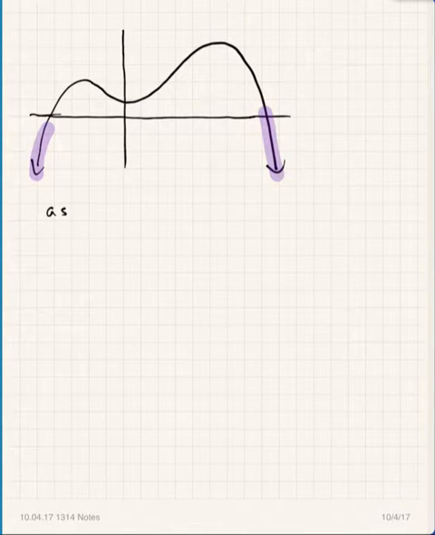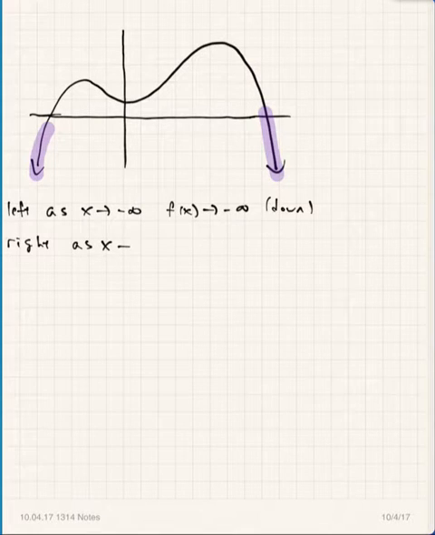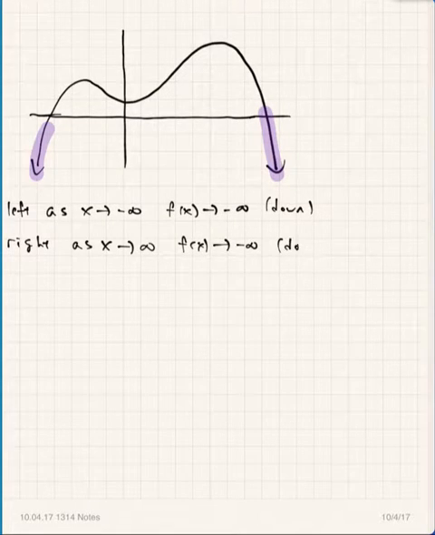If you're moving to the left, as x goes to negative infinity, then y, which is f of x, the graph's falling as you're moving off to the left. So y is going to negative infinity. y is just going to be a bigger and bigger negative number. Right? That means that the graph is falling or going down as you're going in that direction. And as you're moving off to the right, in other words, as x goes to positive infinity, f of x, well, again, the graph is going down. So this would be negative infinity also. The graph is moving down that way also.